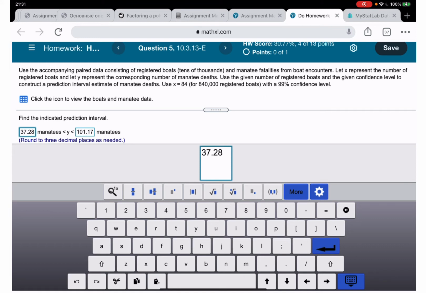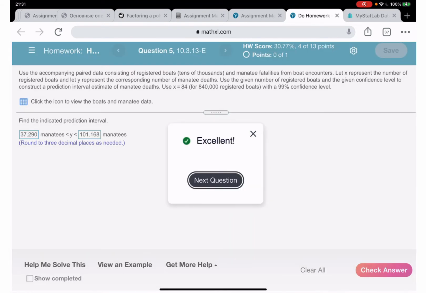Moving to our homework, it's going to be 37.290, and here it's going to be 101.168. Okay, we got it.